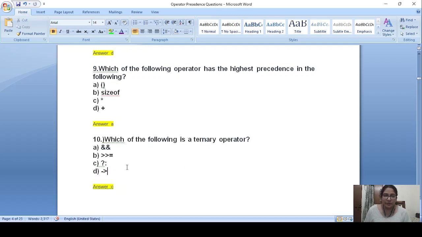Which of the following is the ternary operator? So this is the ternary operator. I will make a separate video on the ternary operator. Ternary operator is very important. Everything is important. Whatever I am telling you, everything is important.